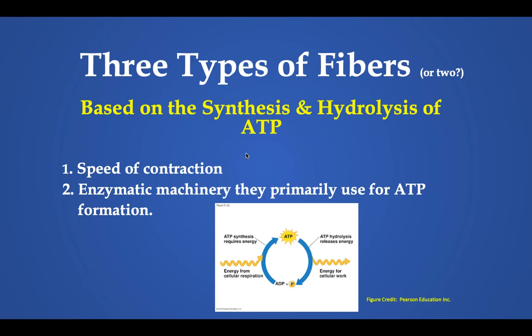Most people would agree there are three types of fibers. Some may say two, fast twitch and slow twitch. But we will talk about three types of fibers in this lesson. And the classification of these fibers is based on how they synthesize ATP and hydrolyze ATP. So it's the enzymatic machinery that they're using for making ATP. And that allows the muscle fiber to either contract slowly or rapidly.